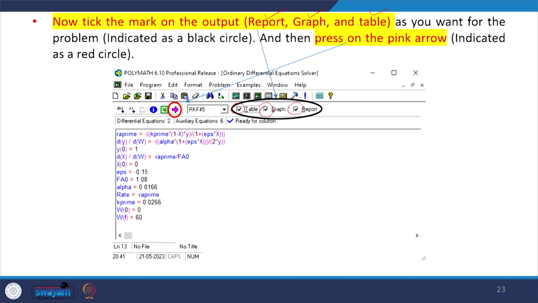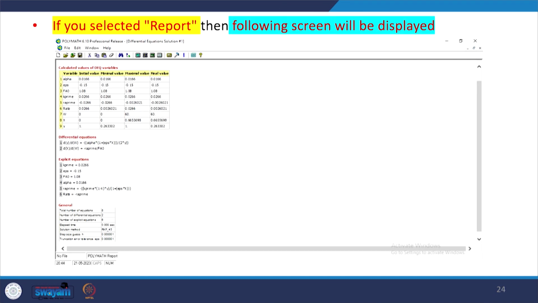So, then all 3 forms we want to know. Press the print button. The print button, indicated here, means to run these programs. Once we click that, we will get the results in the form of reports. First we are getting the report.